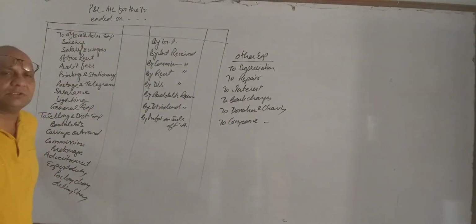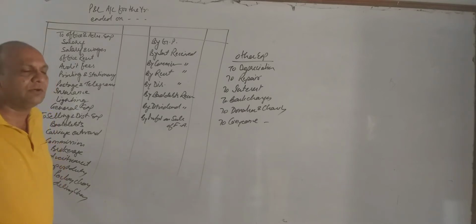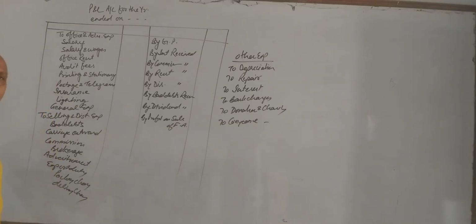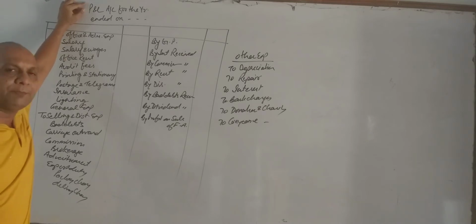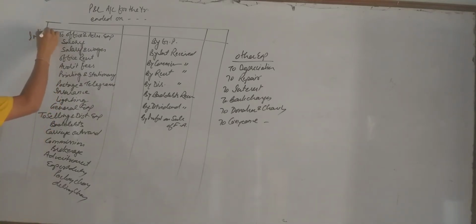As you know, the chapter financial statement is in progress, and in my previous videos I told you about how to prepare trading account and how to calculate cost of goods sold. Today we are discussing the second income statement, that is known as profit and loss account for the year. While preparing trading account, we show direct expenses, and here we will be showing indirect expenses.